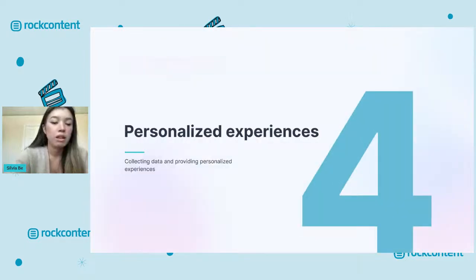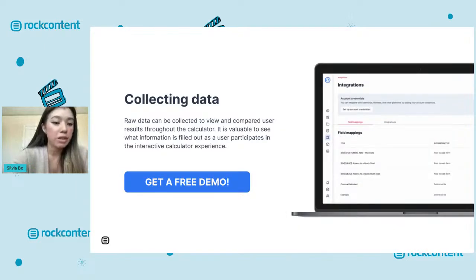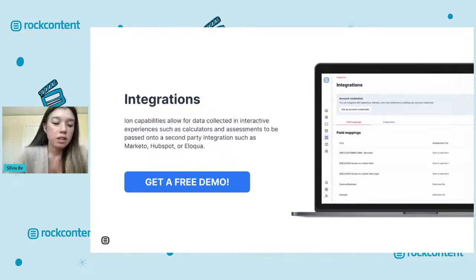Now, let's take a look at experiences, collecting data and providing experiences. By default, within ION, data can be collected and viewed, and user results can be compared throughout the calculator. It is valuable to see the interactive calculator experience by the user. Then it can be exported into a supporting file format and further categorized for future analytics and sorting. Select the Get a Free Demo button to learn more.